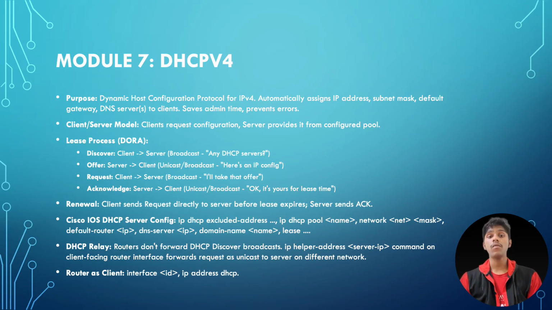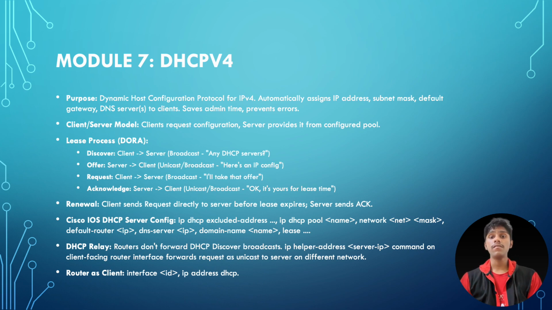It uses the client-server model, with a lease process called DORA. The client sends a discover broadcast, servers offer an address, the client requests one offer, and the server acknowledges the lease for a set time. So Discover, Offer, Request, Acknowledge is DORA, the lease process. And the client renews this lease before it expires. This module shows how to configure a Cisco IOS router as a DHCP server, including setting up address pools and excluding the static IPs.